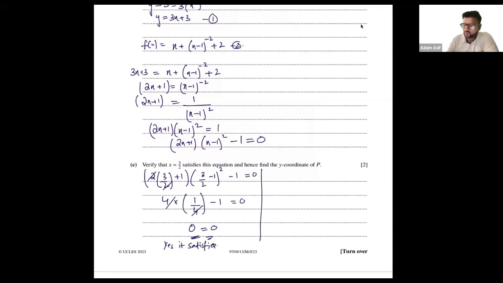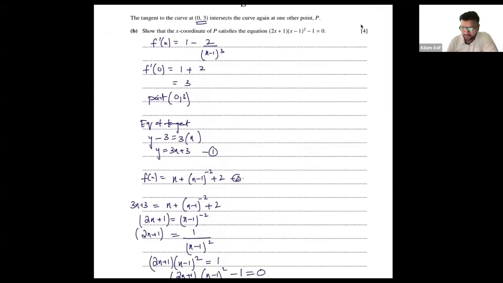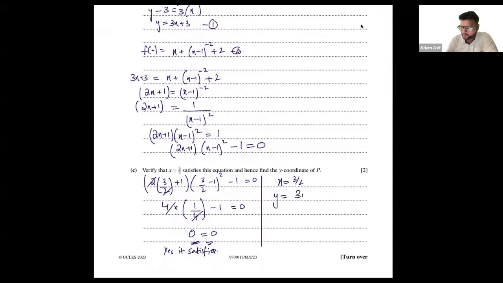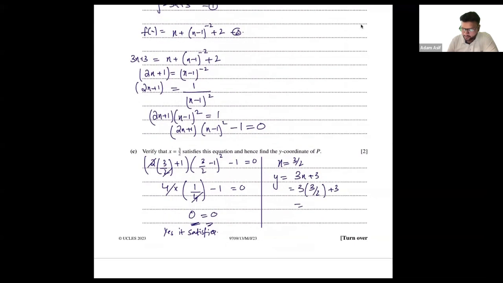Now, hence find the y coordinate. We already have the x coordinate, which is 3 upon 2. We need to find the y coordinate. The point P lies on the curve as well as on the tangent line, right? So it's your call whether you want to substitute it in the equation of the curve or the equation of the tangent line. What I'll do, for simplicity, is plug it in the equation of the tangent, which is y equals 3x plus 3. So 3 times x plus 3. 9 upon 2 plus 3 will be 9 upon 2 is 4.5 plus 3, 7.5. Okay. So that's the y coordinate of P.